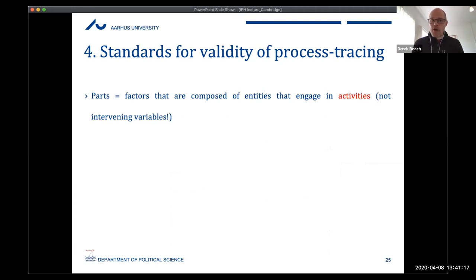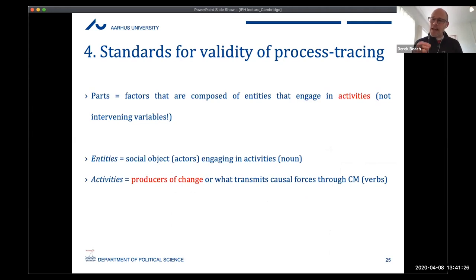So the parts are factors composed of entities engaging in activities. Your entities are nouns, social objects engaging in activities, and the activities are the crucial part. And I can't emphasize this enough, they're the producers of change. And then context in this type of theory is also quite important. This is a whole lecture in and of itself. I'll just put it out there for now.